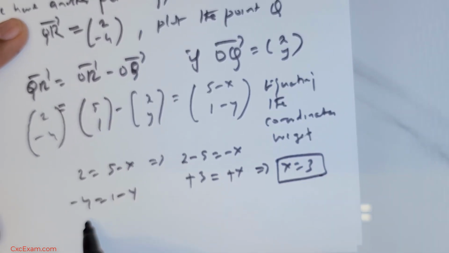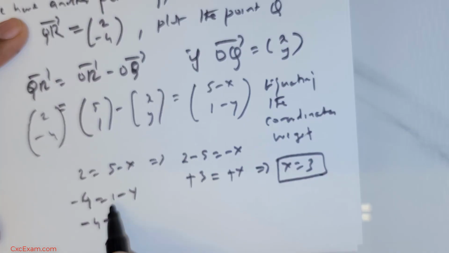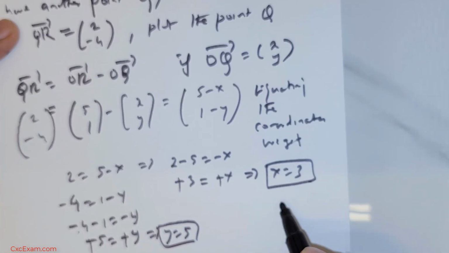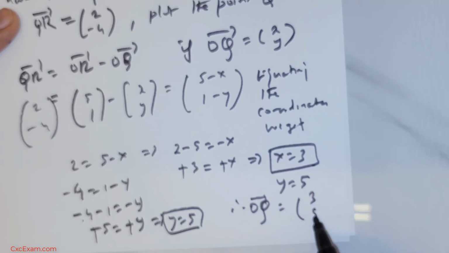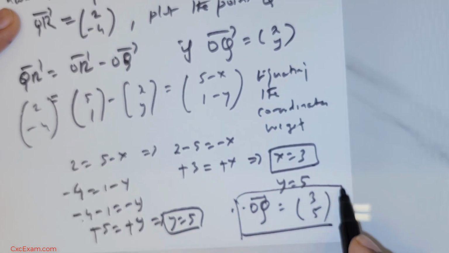You box the point, and from here you have -4. So you move the 1, you get -4 - 1, which is -5. You get -5 = -y. So the negative sign gets cancelled, giving us y is equal to 5. So y is equal to 5. Therefore, OQ vector is (3, 5). So you will have to write it like this and box it.